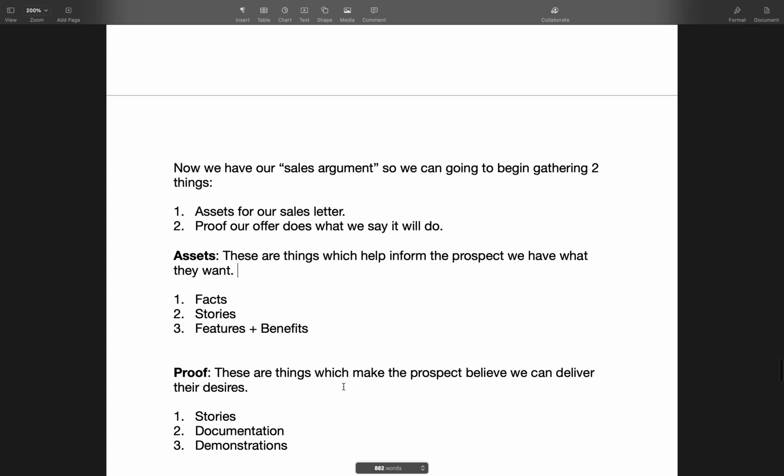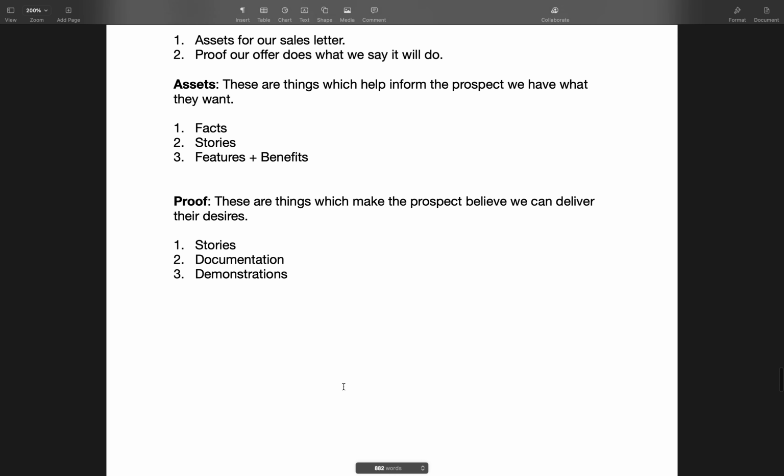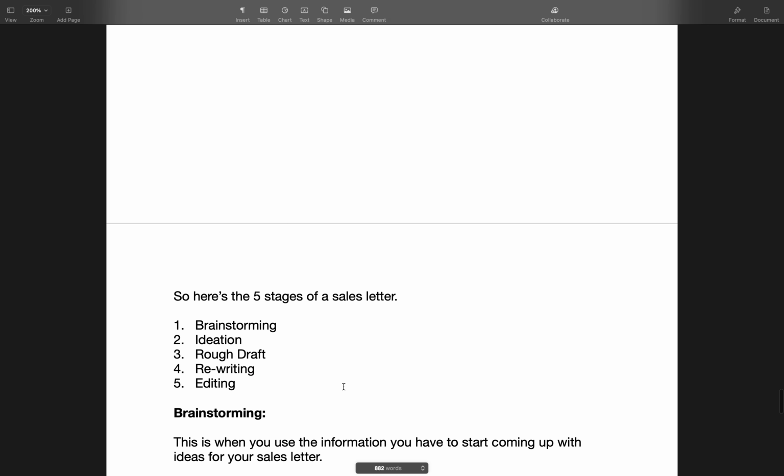Then we need proof, right? Which is how people are going to believe that we can deliver on their desires. So we need stories. We need documentation, right? Pictures, videos, things that prove that we are who we say we are, that our stuff does what we say it will do, and demonstrations, right? Testimonials, all that good stuff. And once you have that, you're pretty much set, right?